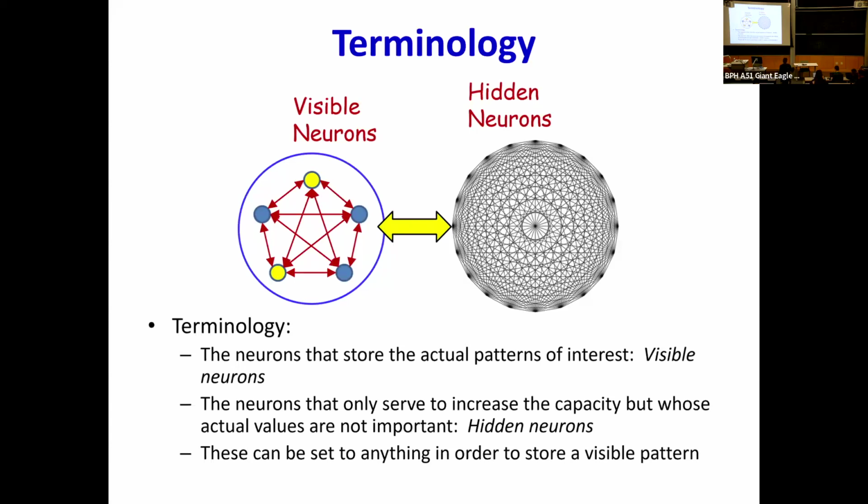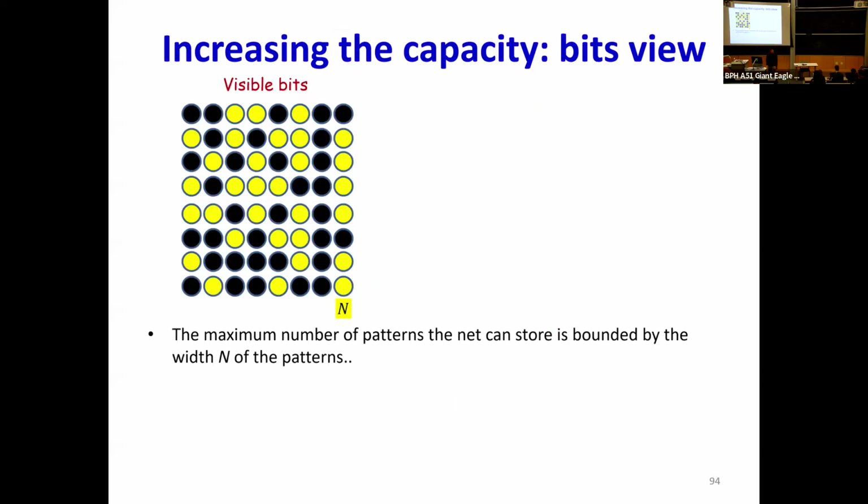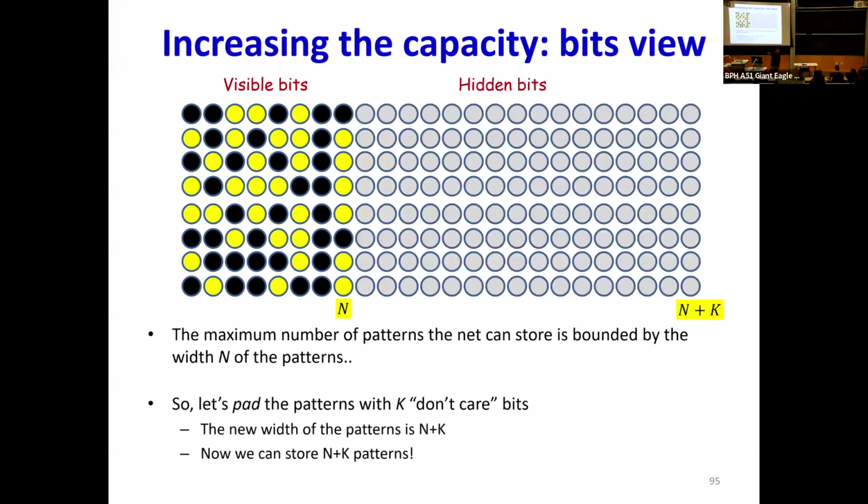And then what we will call the hidden neurons, these are the neurons which store all the other bits that you don't really care about. And this can be anything, right? So for example, if this is a pattern that I'm trying to store, what I will do is augment it with a whole bunch of other bits. And now I get this much, much larger pattern. But I don't really care about the remaining k bits. I can set it to any odd thing. And now I get this n plus k bit pattern.